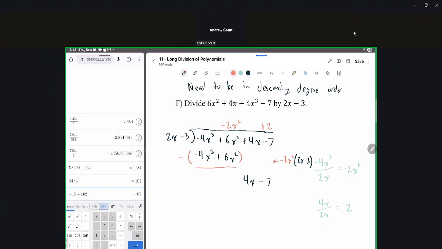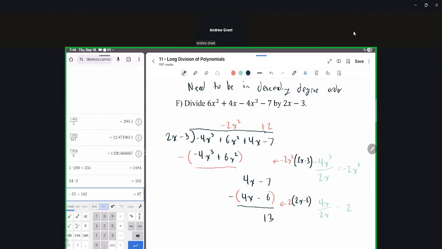And so on this line, we'll take 2 multiplied by 2x minus 3. So 2 times 2x is going to give us 4x. 2 times negative 3 is going to give us negative 6. And so we can minus these off. 4x minus 4x is 0. Negative 7 minus negative 6 is going to give us positive 13.